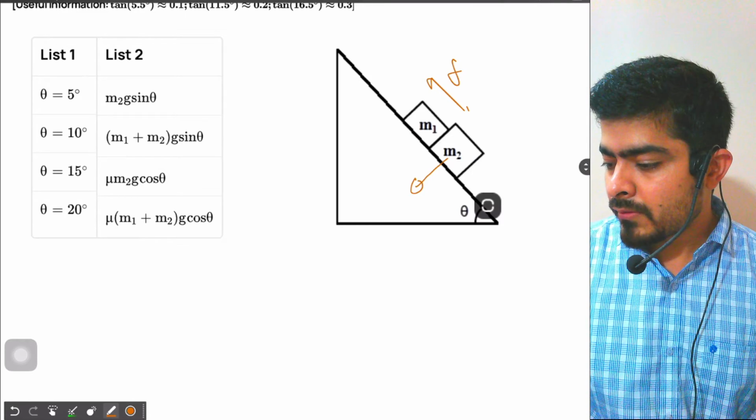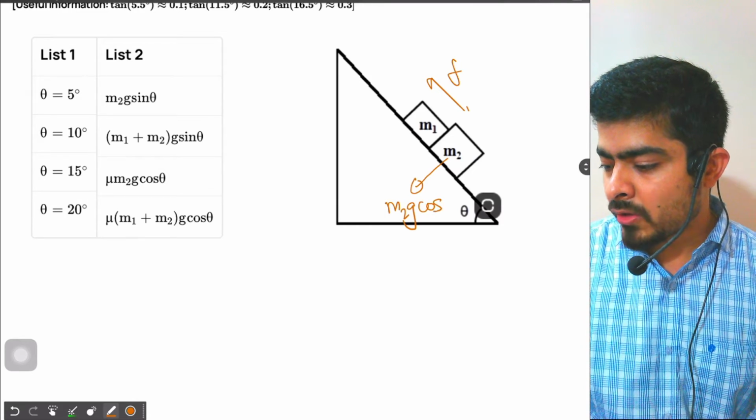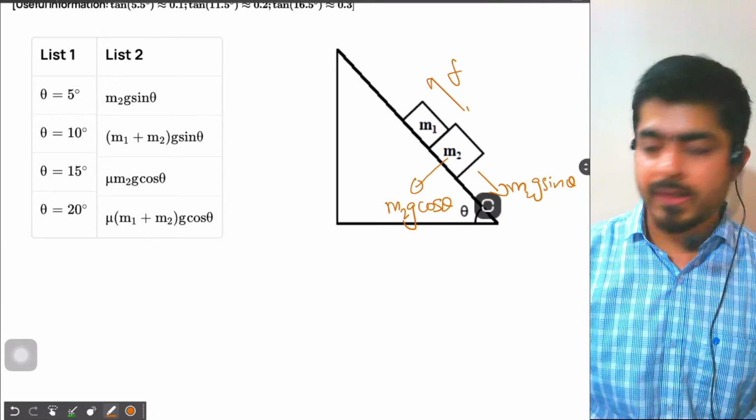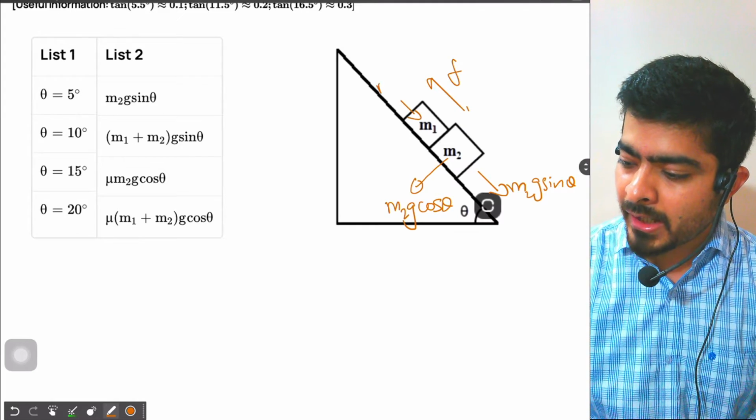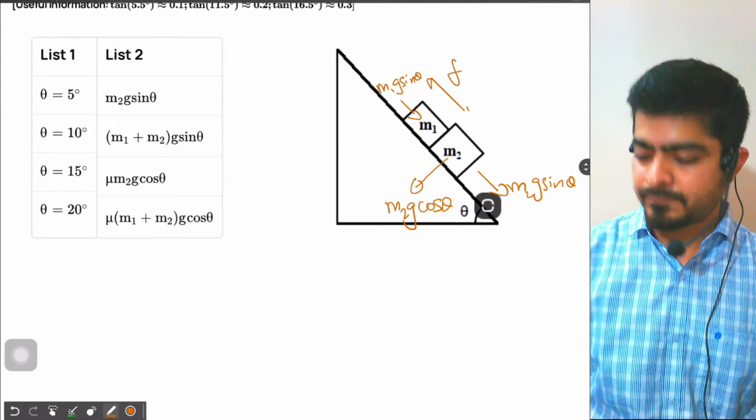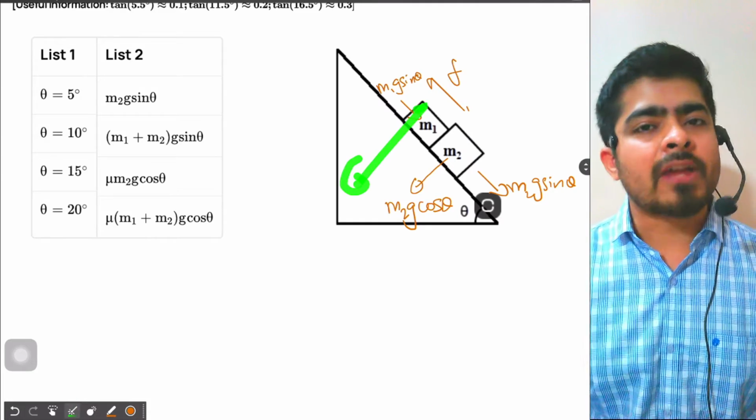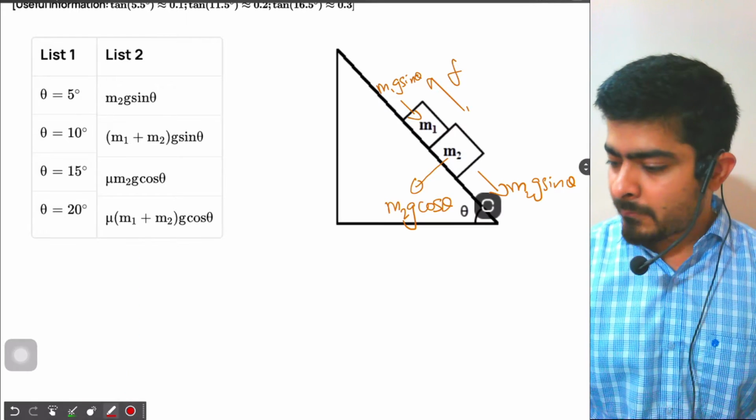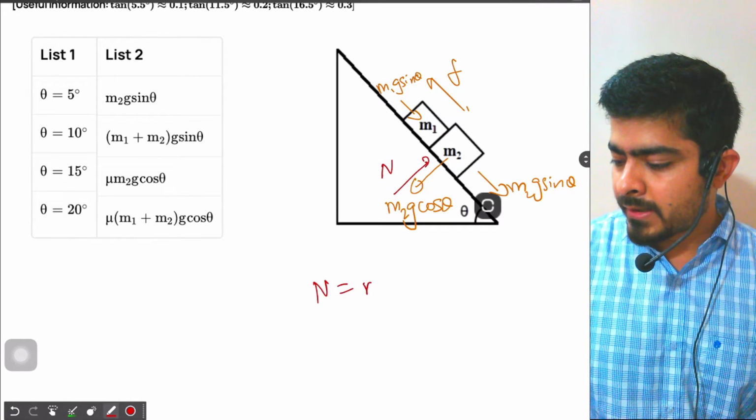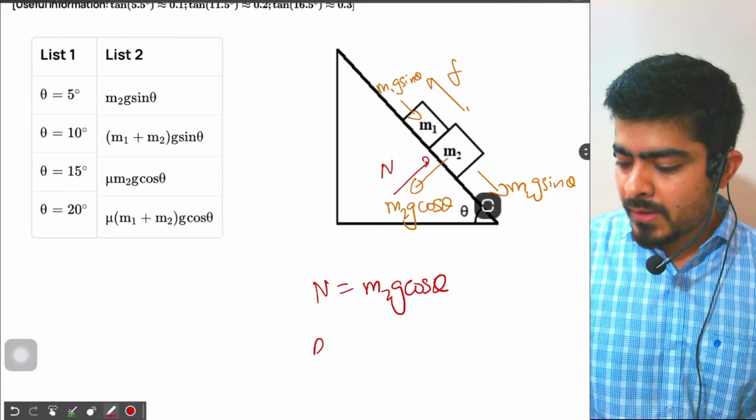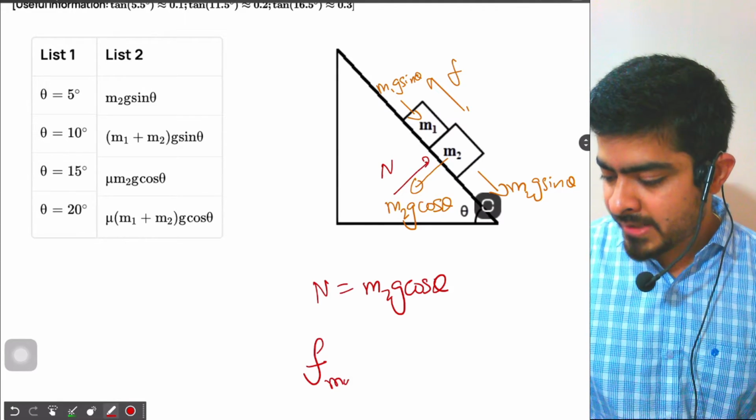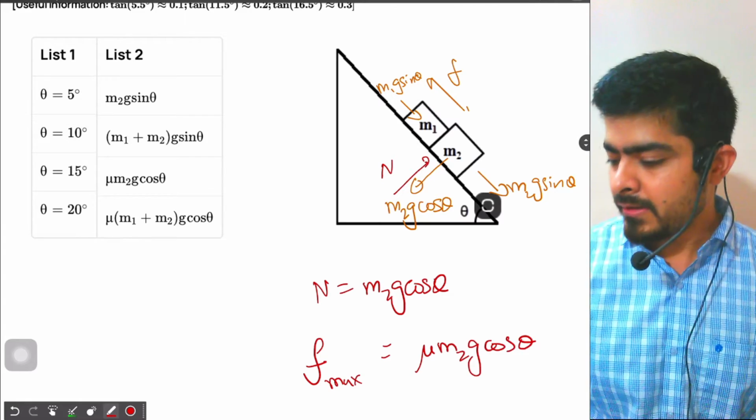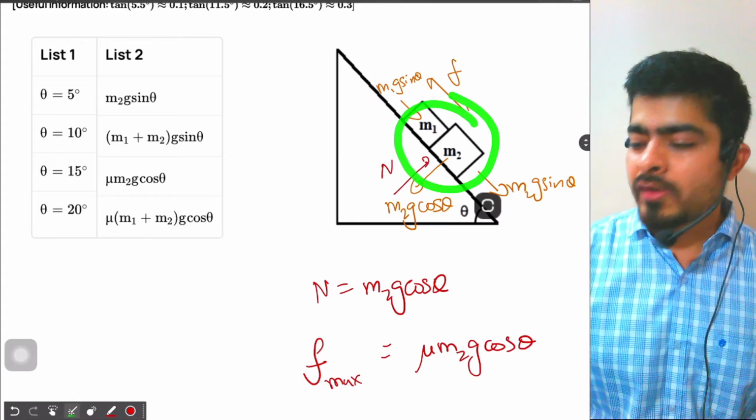Here we have m2g cos theta, here we have m2g sin theta, correct? Here for m1 we have m1g sin theta. We don't need the component in this direction, m1g cos theta, because there is no friction involved. Okay, the normal force on m2 will be how much? The normal force on m2 will be m2g cos theta. So the maximum friction is equal to mu m2g cos theta. That's it, simple, right?